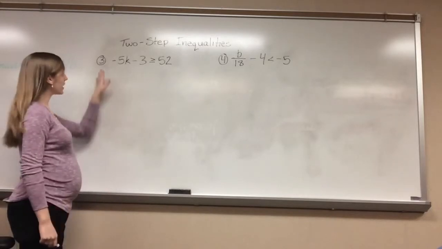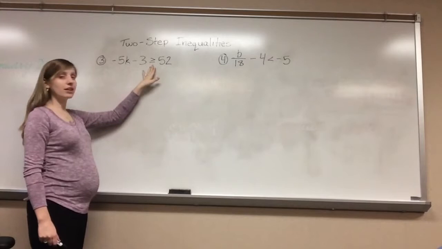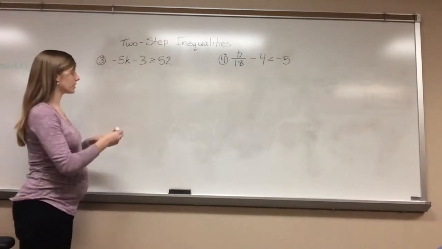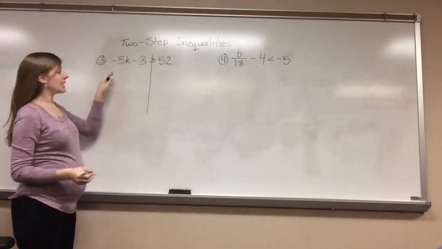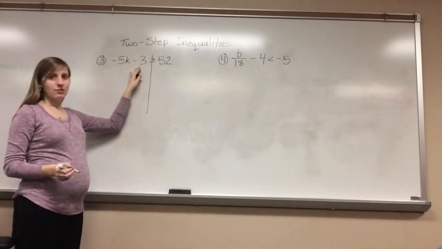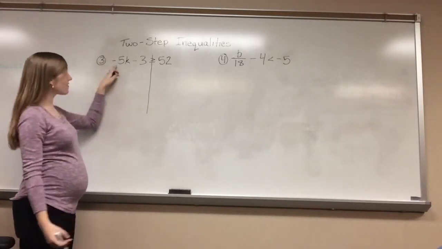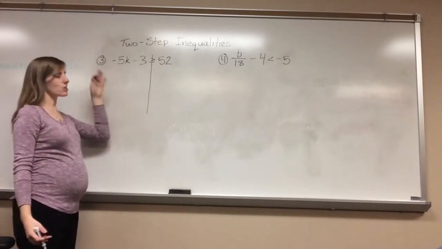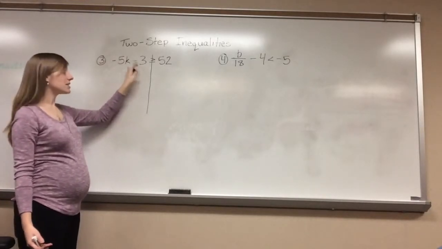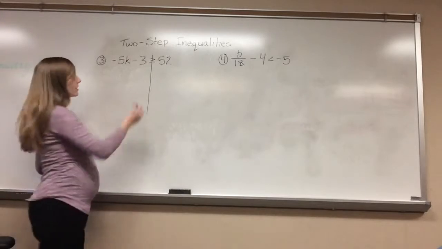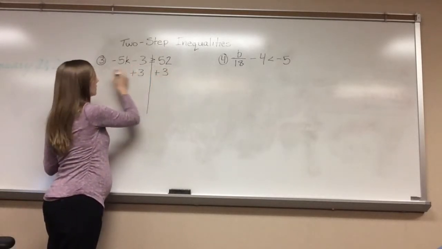For problem number 3, our inequality is negative 5k minus 3 is greater than or equal to 52. So I'm going to draw my line through the inequality sign. I need to get rid of the negative 5 and the minus 3. Always get rid of the addition and subtraction first. So the negative 5 is being multiplied to the k, so I'm going to leave that alone. I'm going to get rid of the minus 3 first. The opposite of minus 3 is plus 3. So I'm going to add 3 on both sides.